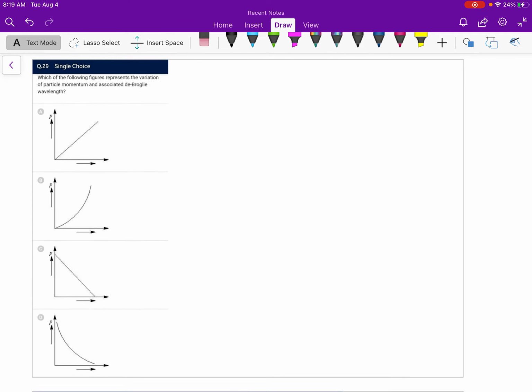The variation of particle momentum associated with de Broglie wavelength, so P is proportional to 1 upon lambda, as lambda is h by p, so correct option is D.